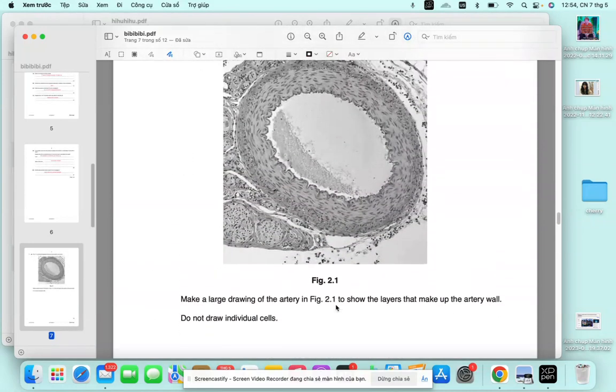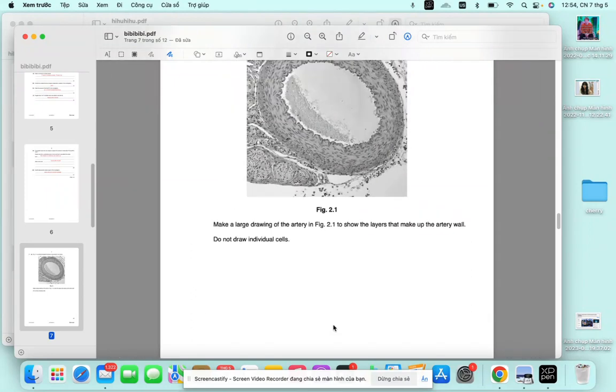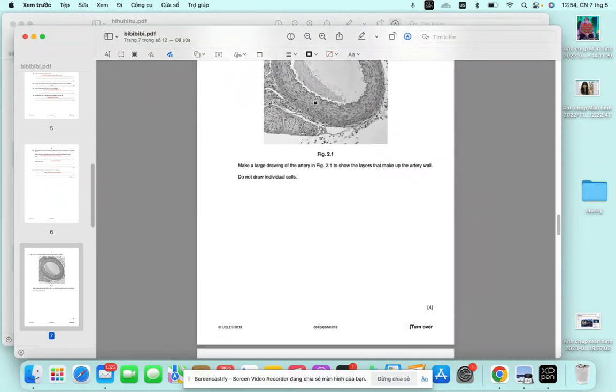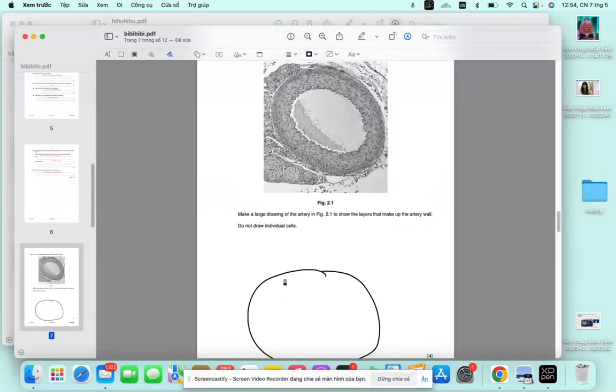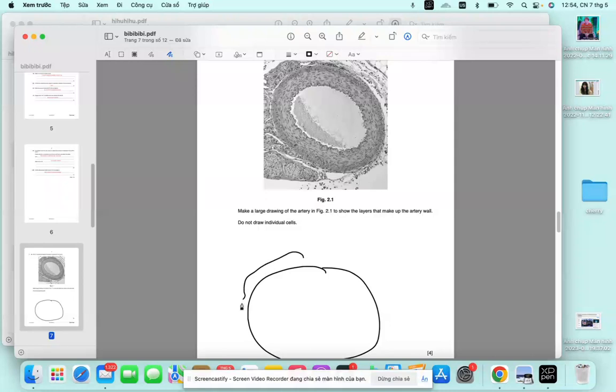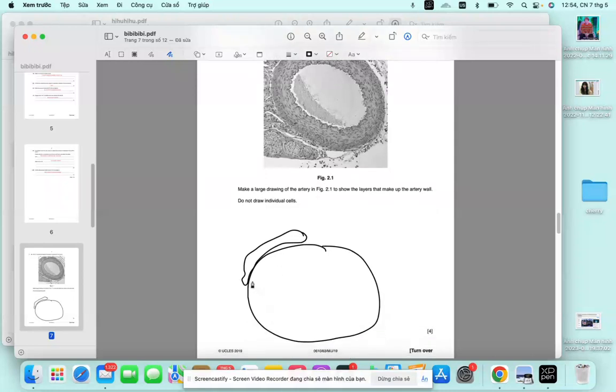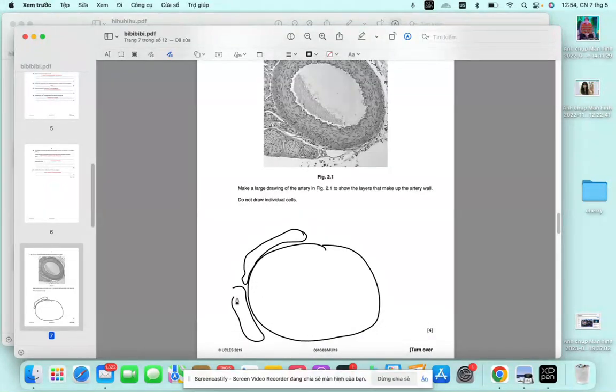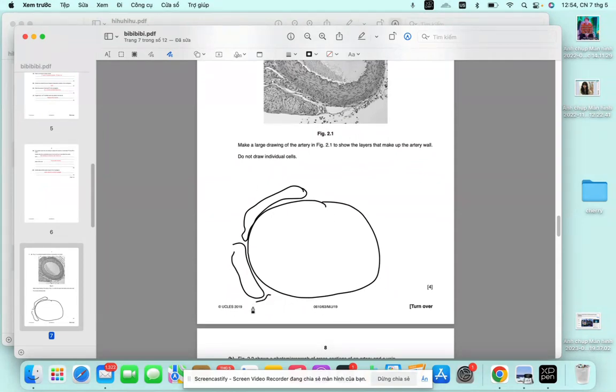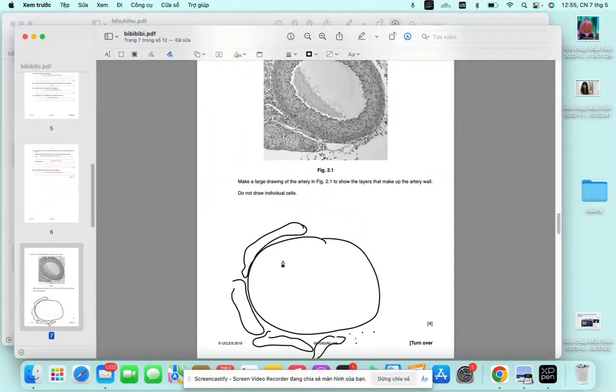So we have to make a large drawing of the artery. Do not draw individual cells. So let's look at this. This is the artery. We could see there's many layers around it. This is not one of the best drawings, but I'm trying to copy what they could. There's many holes and dots. And inside there's the artery wall.